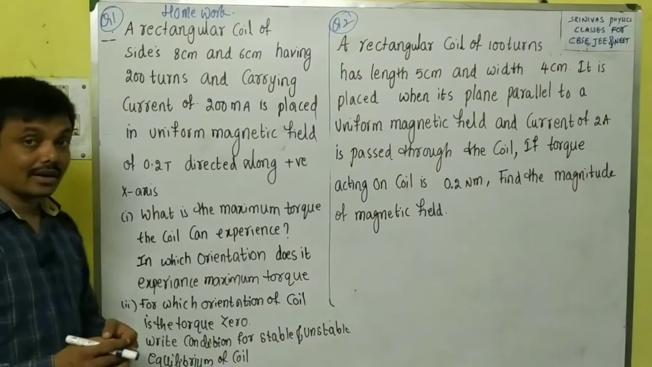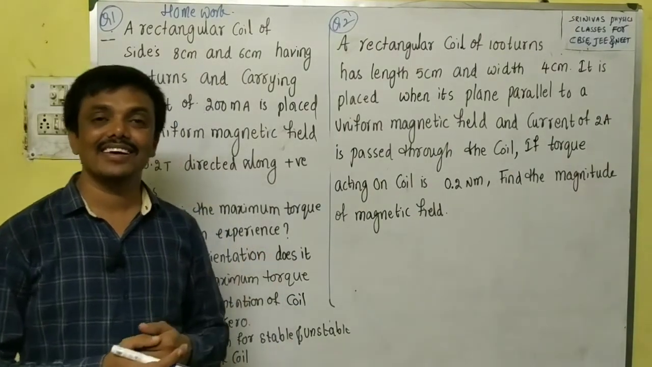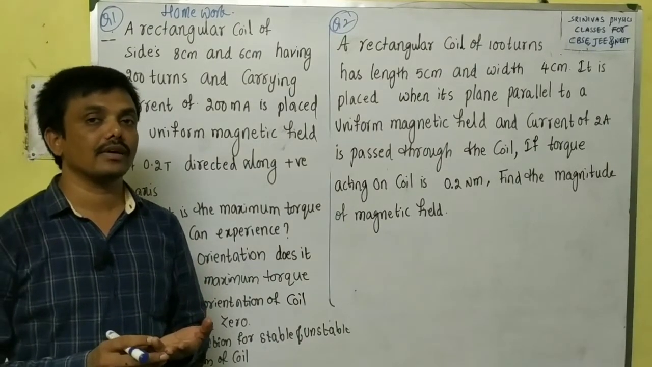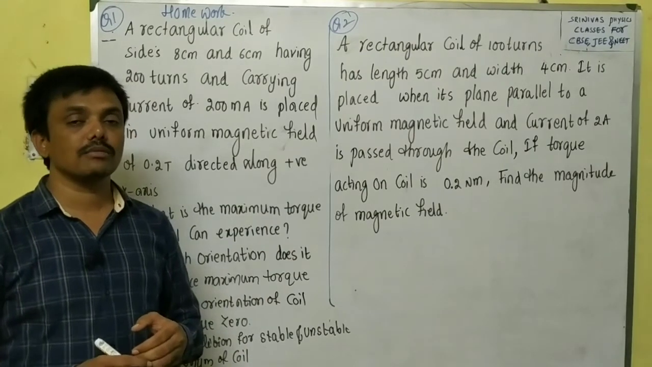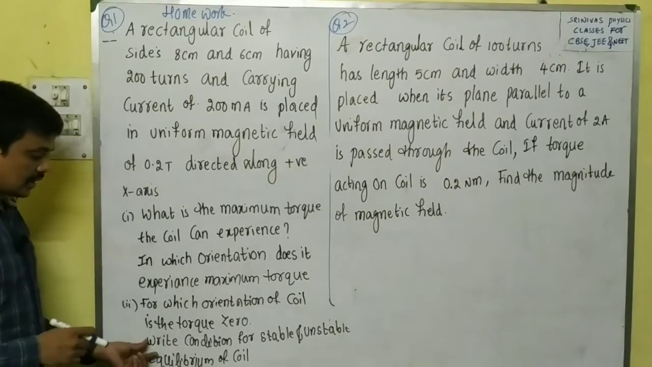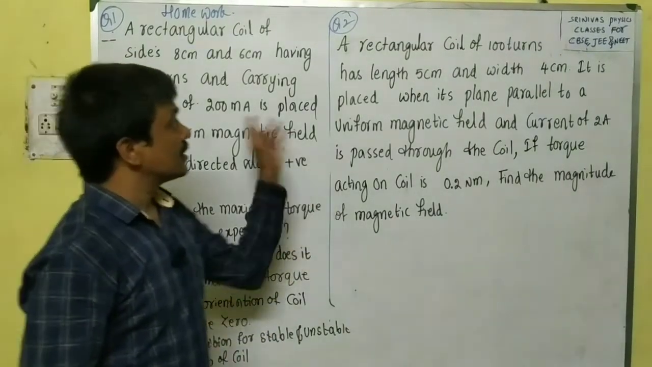Right, we know torque on electric dipole in uniform magnetic field. Here, torque on coil in uniform magnetic field. This is a current carrying coil in the uniform magnetic field. Already torque on electric dipole we completed. Then in that we discussed the stable and unstable equilibrium. The same conditions apply here. Write the condition for the stable and unstable equilibrium of the coil. Okay, this is the first question.